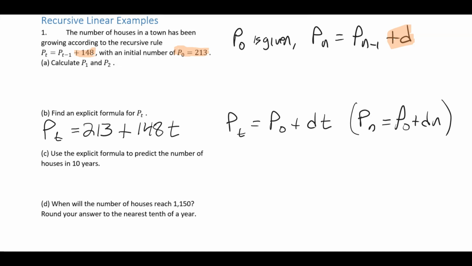So this formula could be used to answer part A, but we'll definitely use it to answer part C and D. But with part A, if I were to let t equal 1, this formula would be P sub 1 equals P sub 1 minus 1, that's P sub 0, plus 148. And we have P sub 0, it's 213. Adding these numbers together gives us 361. We have found P sub 1 using the recursive definition.